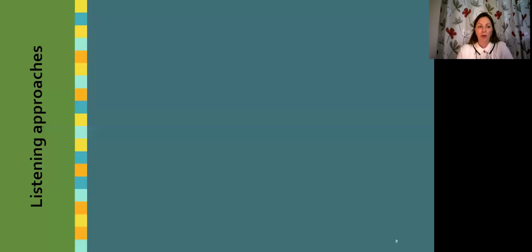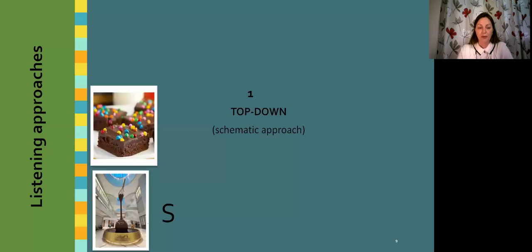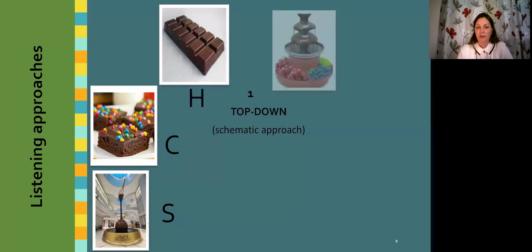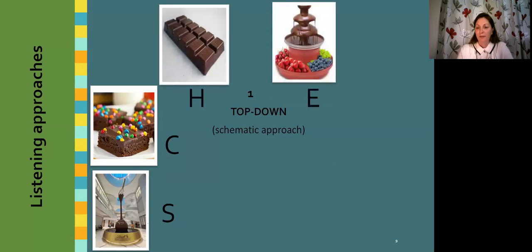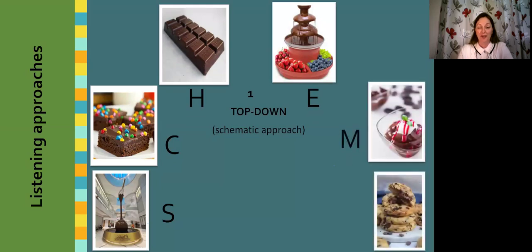Now, listening approaches. We have 2 listening approaches. I'm sure you have heard about them. Top-down approach, which is a schematic approach. And the schema is prior knowledge that we have about the world. For example, if I say chocolate, you all have different representations of that word. We don't all have the same image of chocolate in our minds.